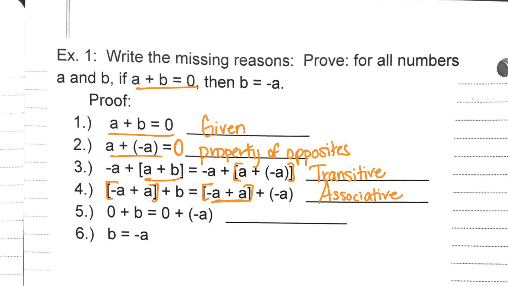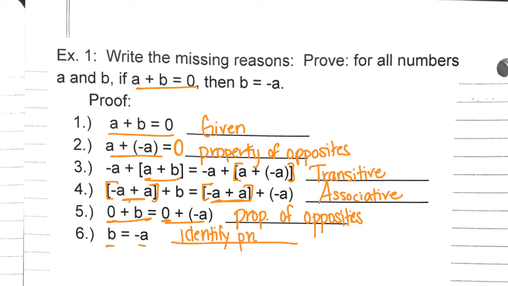And anytime I add opposites to get 0, does anyone know what that is called? When I add opposites to get 0, yep, that's the property of opposites. And anything plus 0 is itself, and that should be the identity property of addition. Good job.